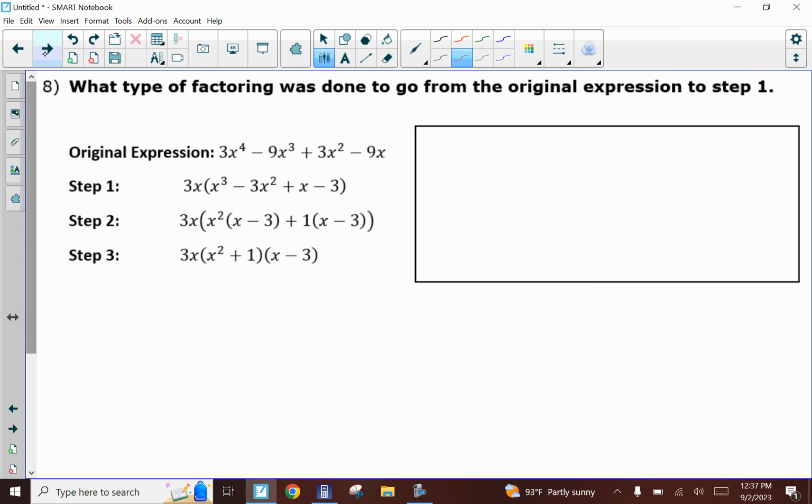Okay. Section, oh, actually, this is the first section still. So they want to know what type of factoring was done to go from the original expression to step 1.